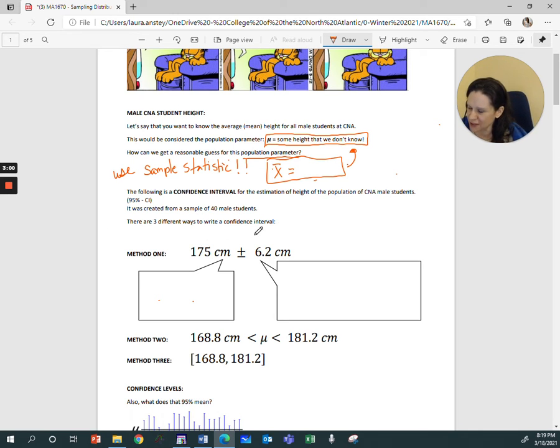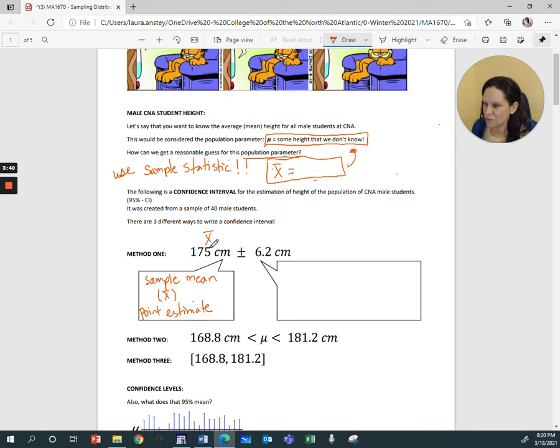Method 1, and it depends on who your audience is and how you want to present it. This is broken up into 2 parts. The first part is what we call our point estimate, and in this case, it's the sample mean. So 175 centimeters. This is the sample mean, and of course, we know the sample mean is x bar. It's also called a point estimate.